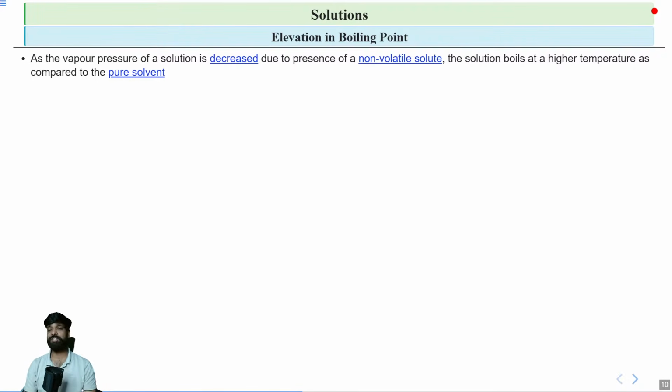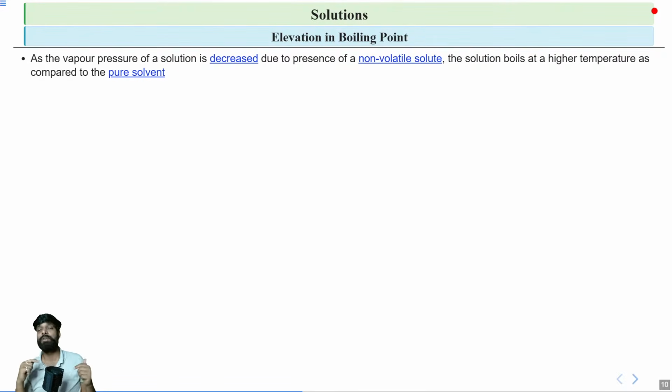Next we have the elevation in boiling point. So we know that there is a relative lowering of vapor pressure when we are adding a non-volatile solute into a volatile solvent. The vapor pressure of the solution decreases. Now what is the reason behind it? The reason is that in the first case, where you took the pure solvent, only solvent particles were present on the surface, and the number of particles exposed to the environment was more. As a result of this, you were getting a higher evaporation.